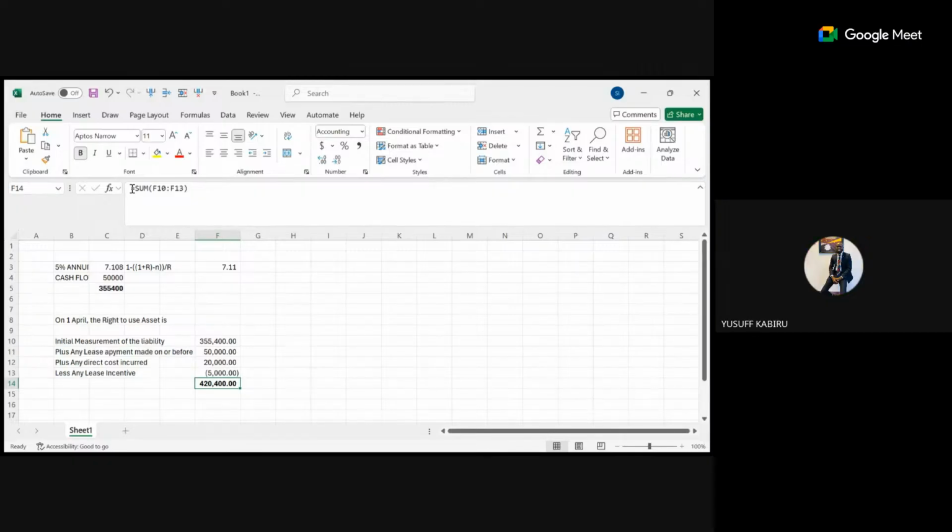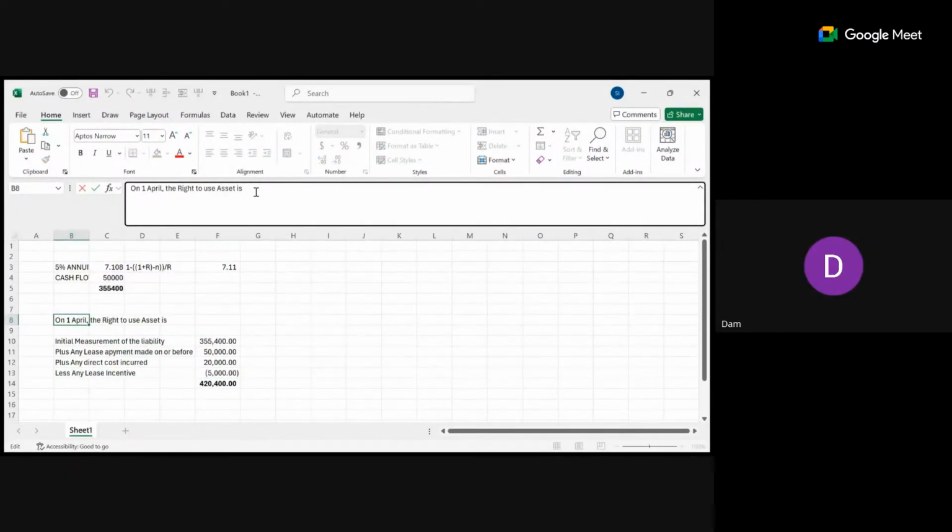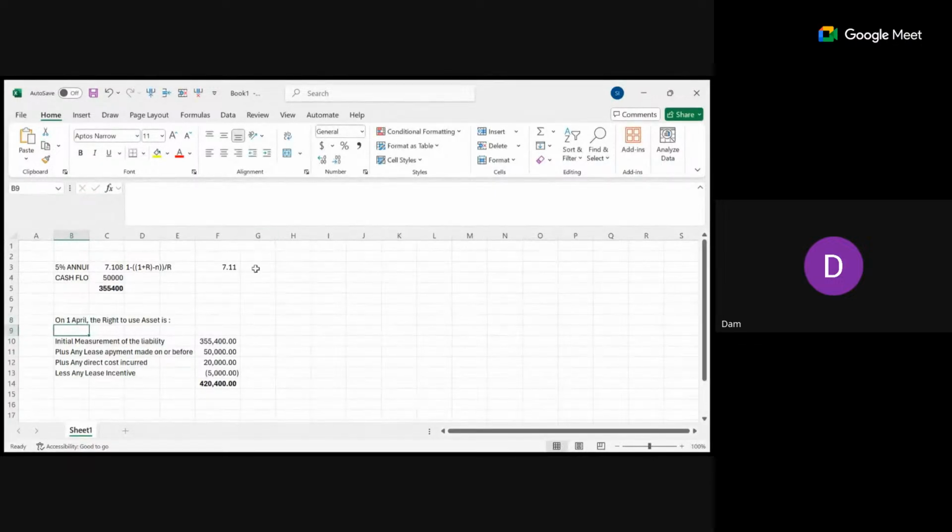No, that's what I'm telling you now. The right of use asset is the 420,400. Do you understand what I'm saying? Exactly, but because it's showing under the liability side, the initial measurement of the liability. No, that's what I need you to understand. Where I wrote it, the initial measurement of the liability is 355,400. It will be captured as, you know, what actually led to the asset is the fact that we acquired that particular item from somebody and we are indebted to the person to pay over a period of time, isn't it?